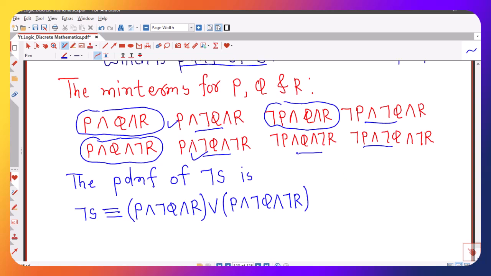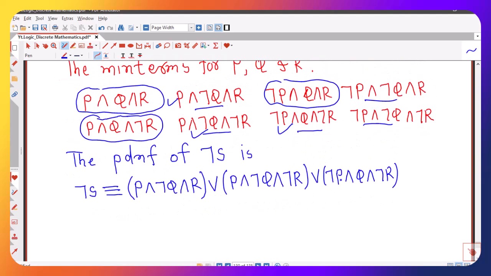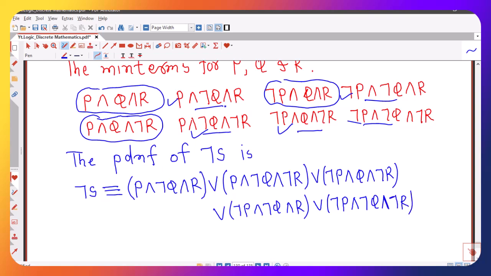These two I have written, now I am writing this: P and negation Q and negation R, then I am writing this, or negation P and negation Q and R, or the last one is negation P and negation Q and negation R. So let me check again.